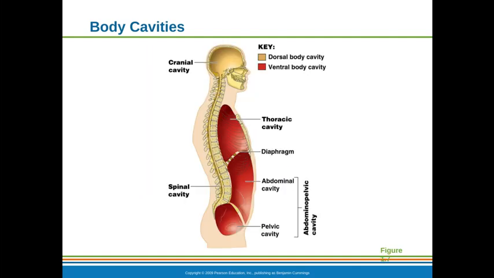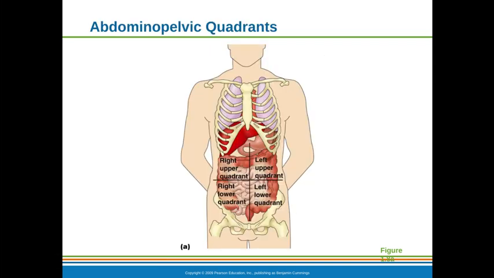Okay, so we see right here our divisions with the dorsal body cavity, cranial and spinal, and the ventral body cavity, the thoracic, separated by the diaphragm from the abdominal cavity and pelvic cavity, collectively referred to as the abdominopelvic cavity. Now, we also have quadrants, hence their names. Now, I know you're looking at this and you're like, well, why is the right side labeled left and the left side labeled right? Well, that's because we are in anatomical position. So this refers to the left side of the body that you are actually examining and the right side of the body that you are examining.